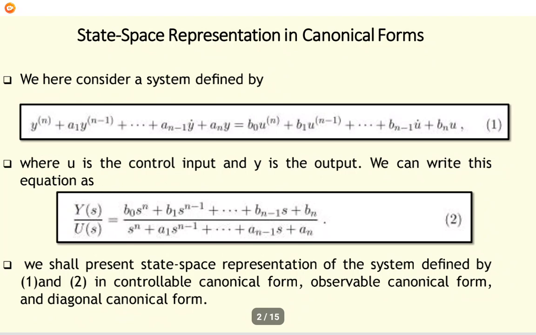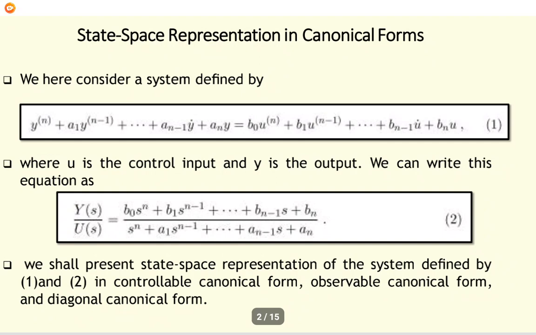We can write the equation in such a way that y of s by u of s. You may ask me, sir, how has it been written from the differential equation? When I apply the Laplace transform with zero initial condition. Why zero initial condition? Because my aim is to determine the transfer function, that's why.